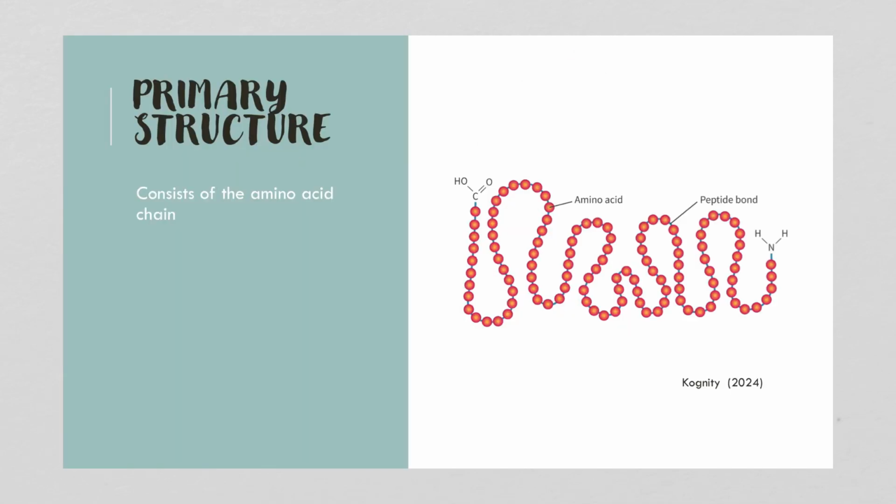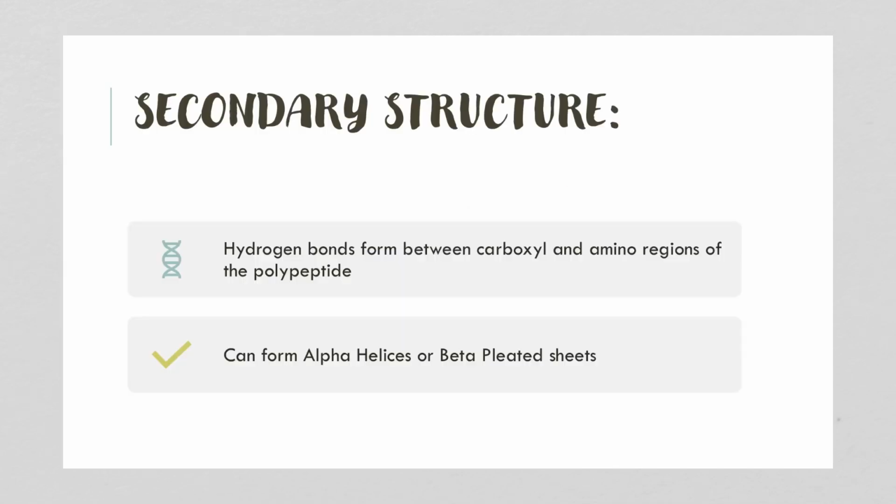So again, the primary structure is the amino acid chain, and literally it's drawn like a beaded chain. So each circle represents one amino acid. It'll start at one end with the carboxyl group, and then it'll end with the amino group. And each of the little links between the beads are peptide bonds. The circles are the amino acids. The secondary structure is when hydrogen bonds form between the carboxyl and amino regions of the polypeptide, and they can form alpha helices or beta pleated sheets, and we'll look at those now.